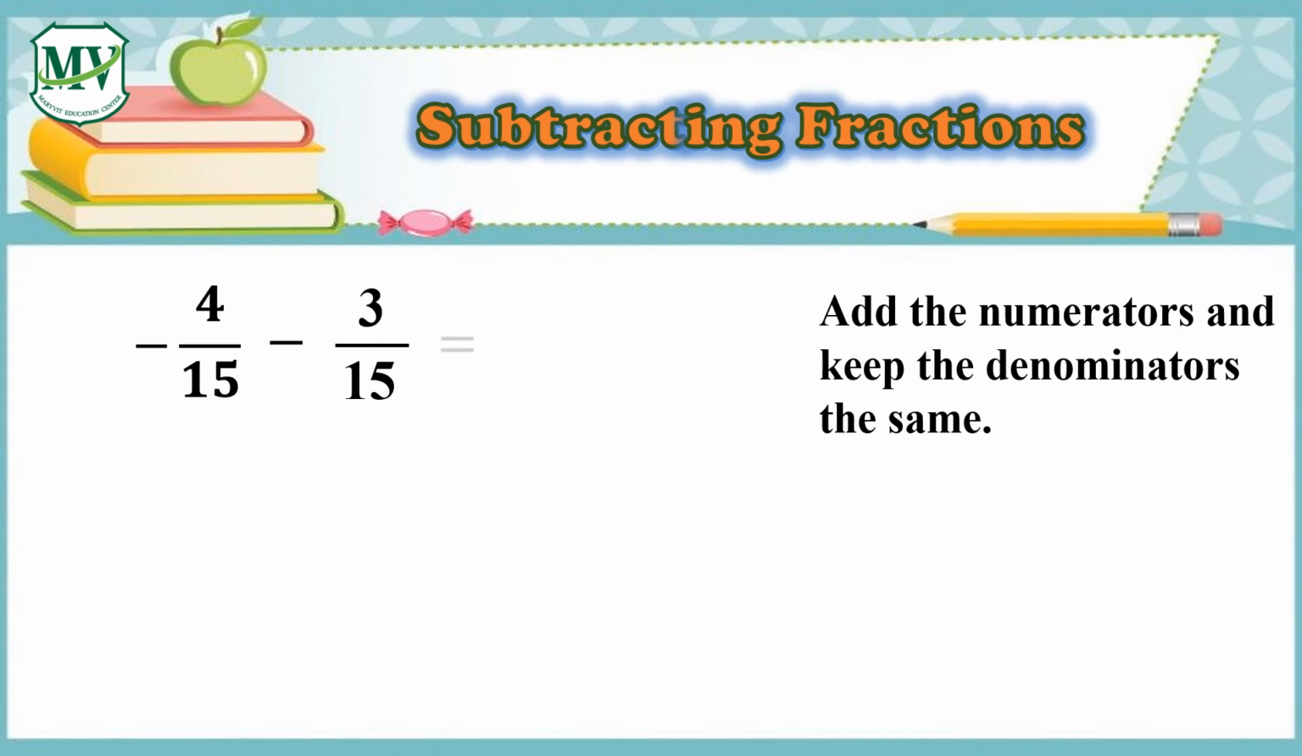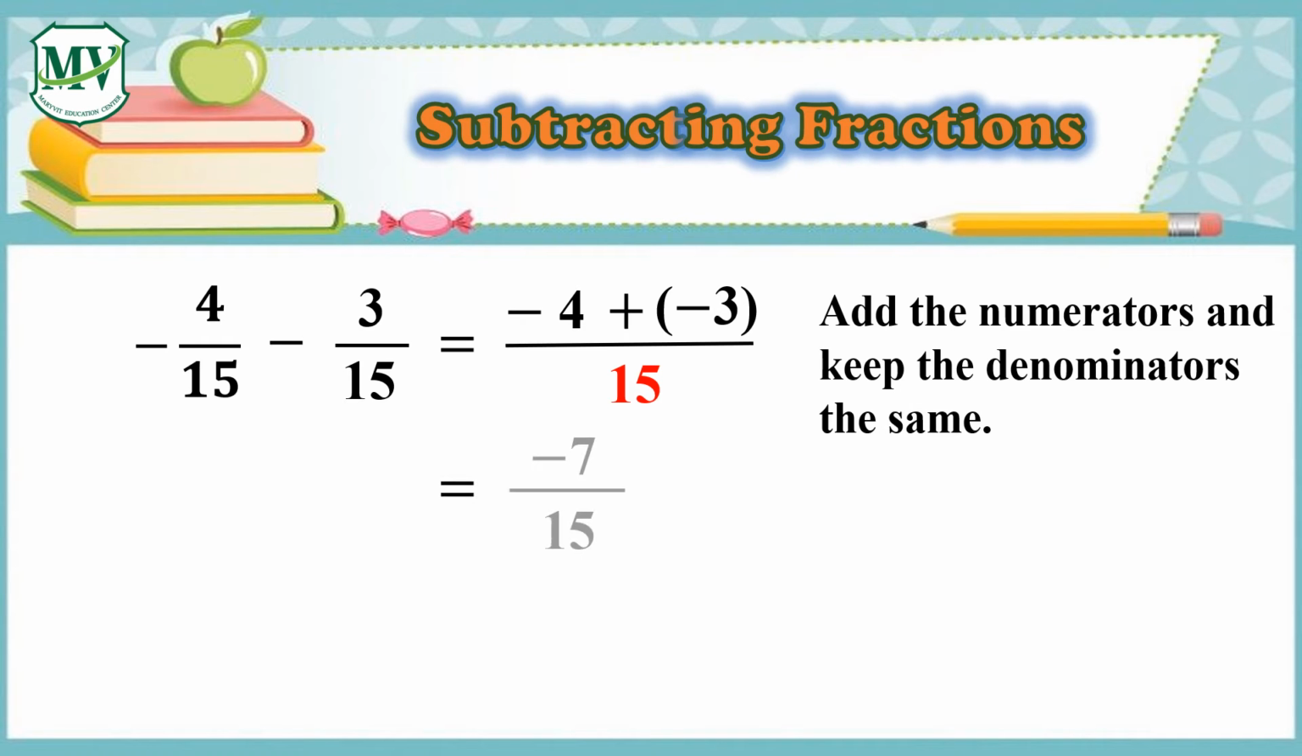So we have 15, and adding the numerators, we have negative 4 plus negative 3. What do you think is the answer? That's correct. We have negative 7 over 15. Since we cannot simplify 7 over 15 any further, this is our final answer. We have negative 7 over 15.